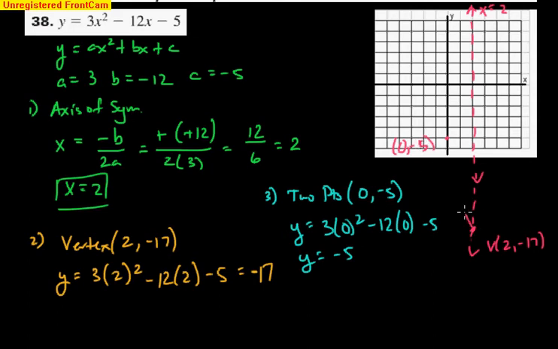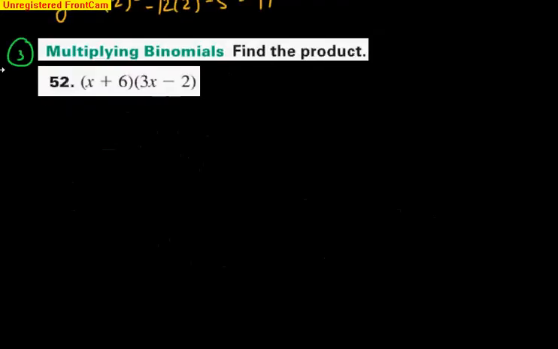And this is the left side of my problem. Okay? And to find the other point, just go straight across the axis of symmetry to the other side, and we get the point 4, negative 5. And there's the picture of this quadratic function. Very good. Okay, problem 3 here, we're going to multiply these two binomials using the FOIL method.